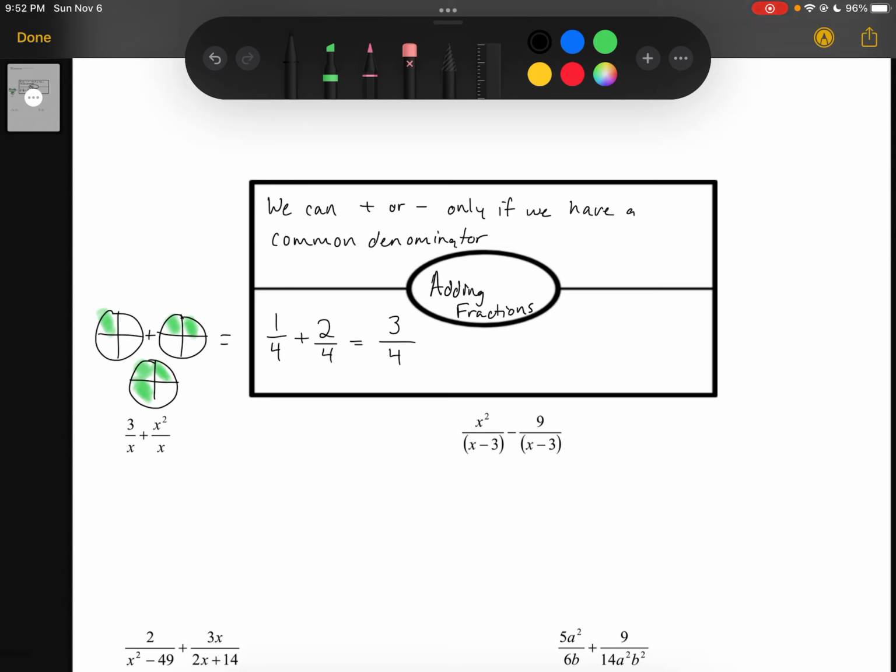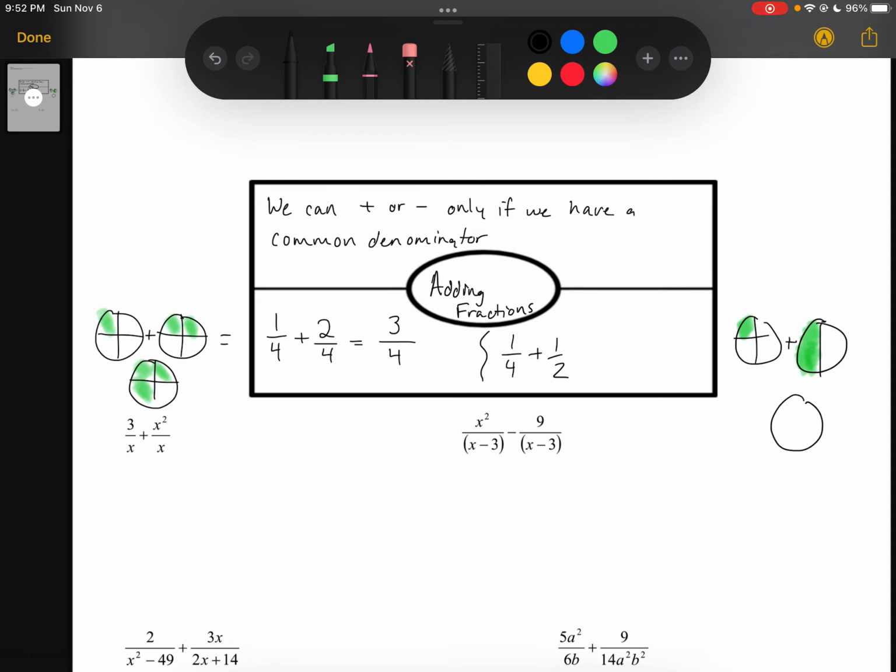So that's also the reason why it doesn't work if the bottoms aren't the same, is we don't know the number of slices because they're all different sizes. So in the situation where we have 1/4 plus 1/2, if we draw out our pizzas, we now have two different types of pizzas. So just a quarter slice, and then we have a half slice.